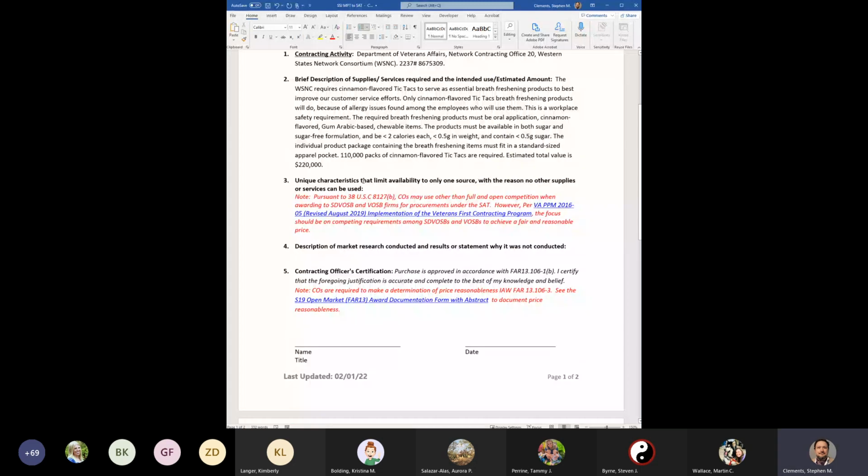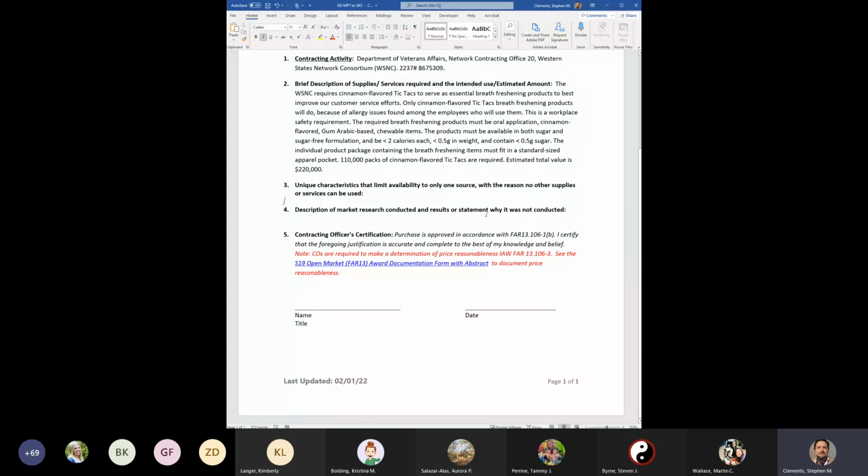Unique characteristics that limit availability to only one source, with the reason no other supplies or services can be used. So this is where we're describing what's so special about this and why do we think we can get away with just buying this? What's our justification to do so? Now, in this case, the red text is just reminding you that you can go to SDVSBs and VOSBs. However, in this case, we know we can't, so we can cut that out.